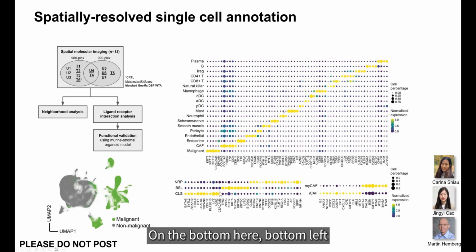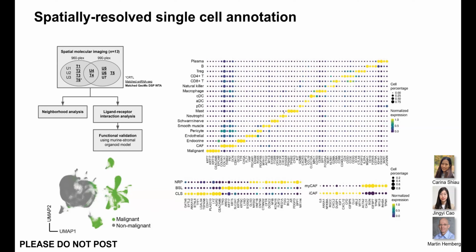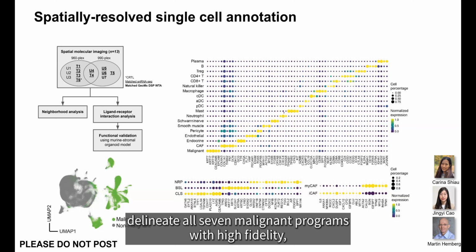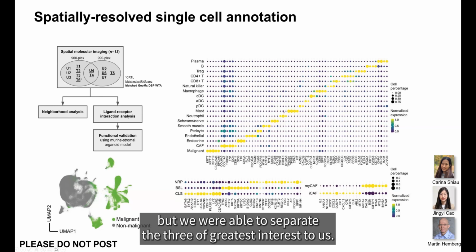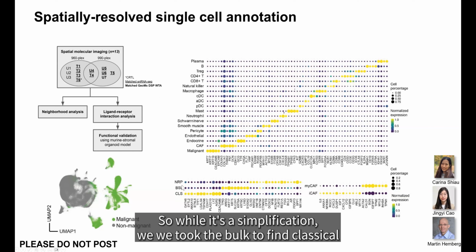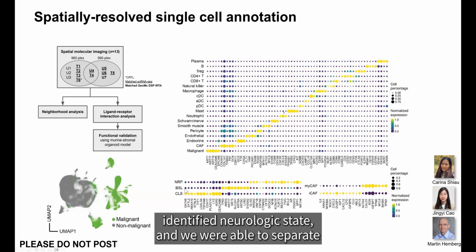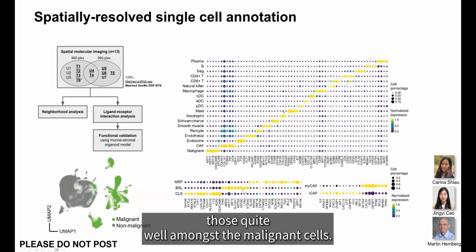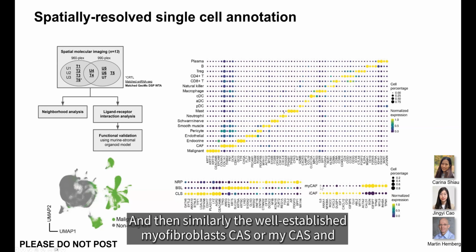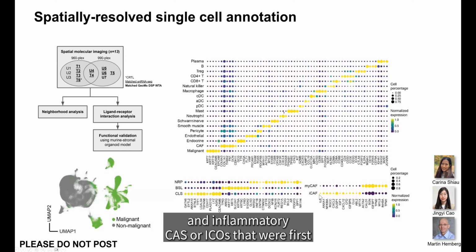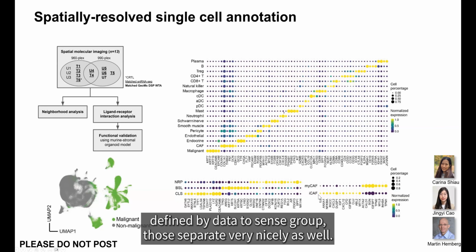On the bottom left, with 990 genes, we were not able to really delineate all 7 malignant programs with high fidelity, but we were able to separate the 3 of greatest interest to us. So while it's a simplification, we took the bulk-defined classical and basal-like programs, and then our newly identified neuro-like state, and we were able to separate those quite well amongst the malignant cells. And then similarly, the well-established myofibroblastic CAFs or MyCAFs and inflammatory CAFs or ICAFs that were first defined by David Tuveson's group, those separate very nicely as well.